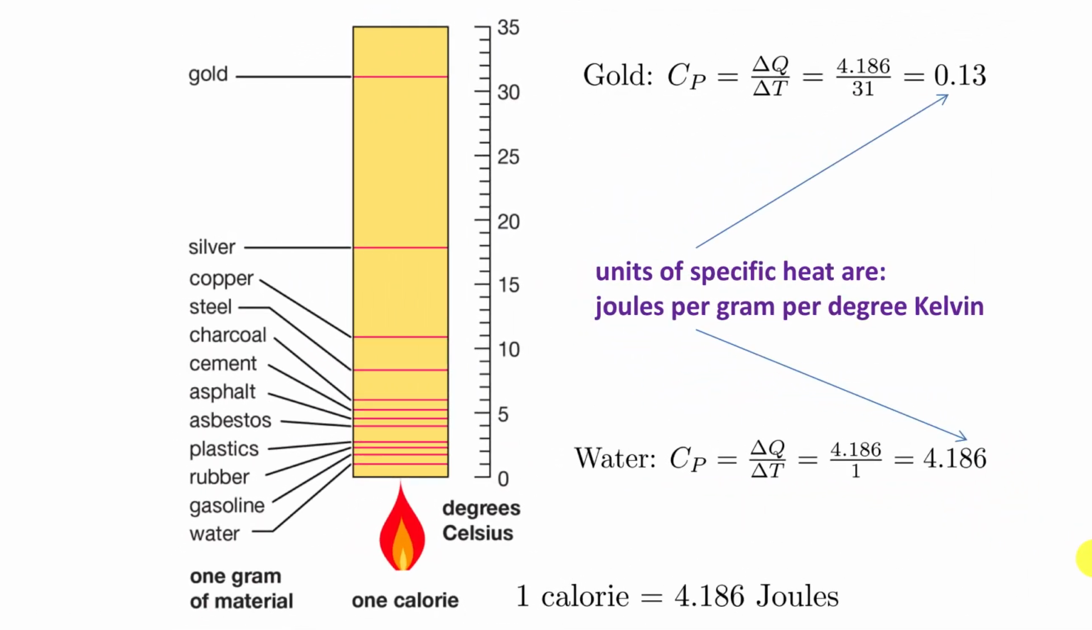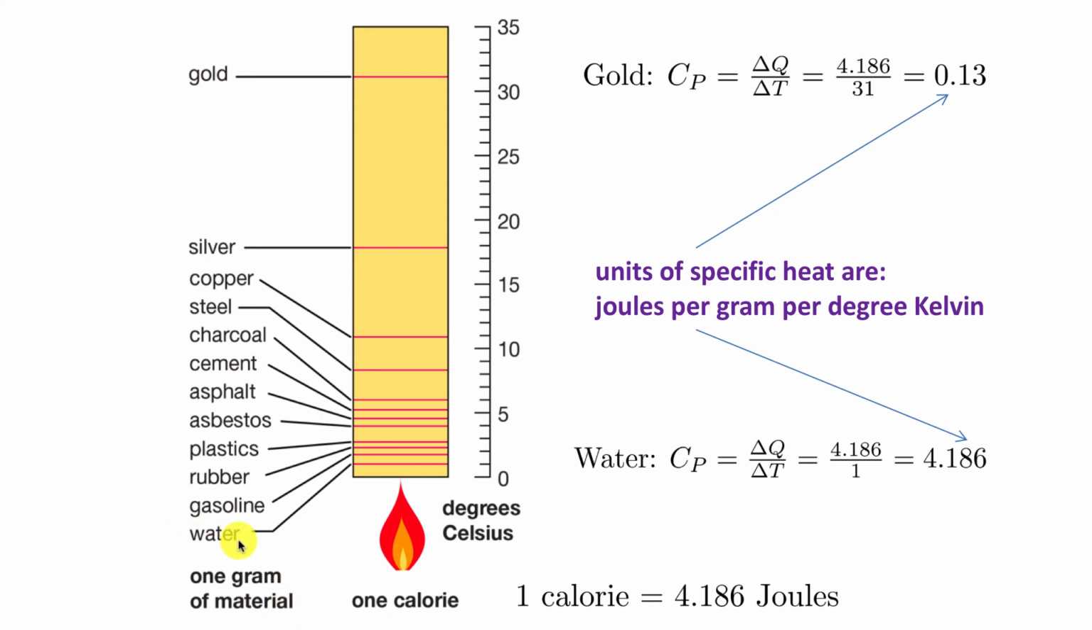Let's look at some specific heats now. Take various substances. So everything from water to gasoline to plastics to steel, silver and gold has been measured. Let's say that we give 1 unit of heat, and that unit of heat is in calories. 1 calorie is so many joules, 4.186 joules. Let's take 1 gram of each material.